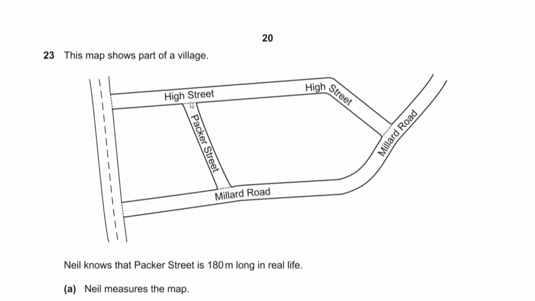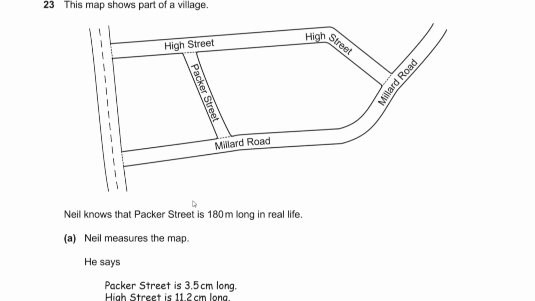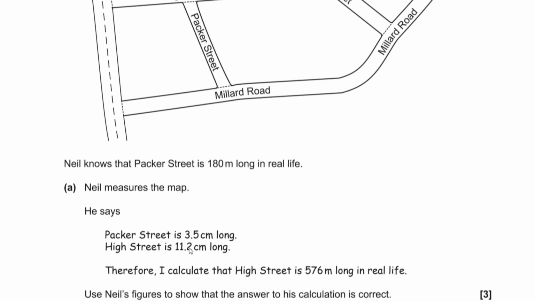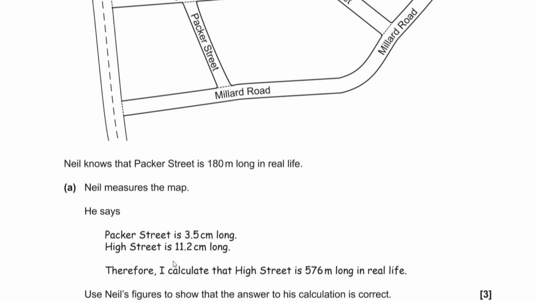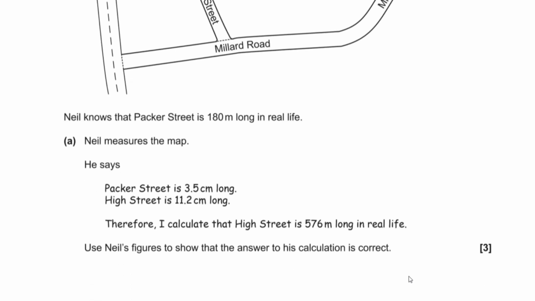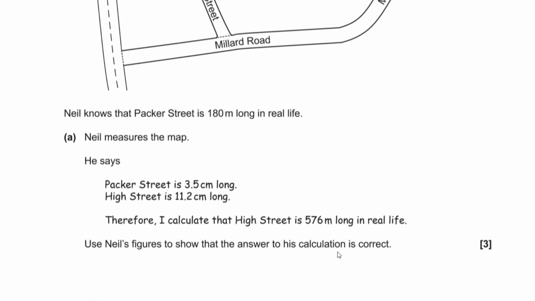Question 23. This map shows part of a village. Neil knows that Parker Street is 180 meters long in real life. Neil measures the map. He says Parker Street is 3.5 centimeters long and High Street is 11.2 centimeters long. Therefore, I calculate that High Street is 576 meters long in real life. Use Neil's figure to show that the answer to his calculation is correct.